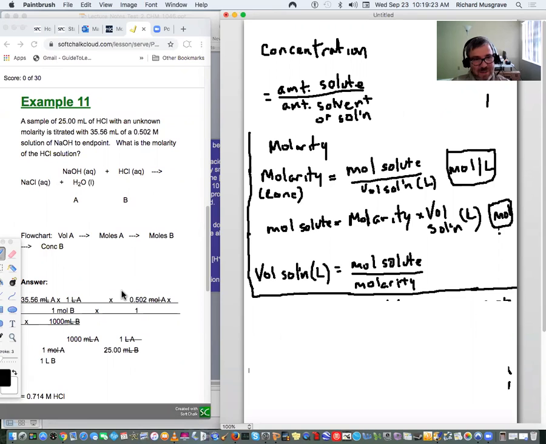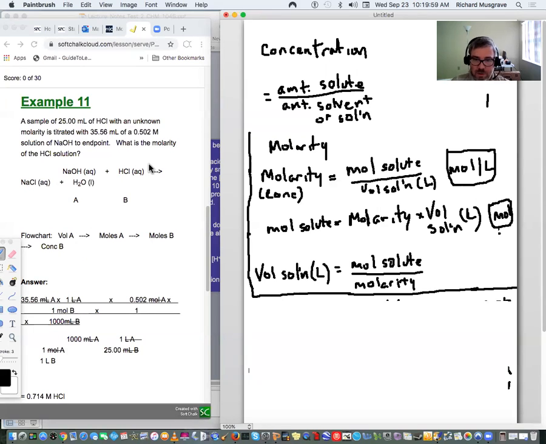All right, so let's look at what happens when we're looking for a molarity of something, and in this case we have a volume. A sample of 25.00 mL of HCl with unknown molarity is titrated with 35.56 mL of 0.502 molar sodium hydroxide. So in these titration problems, you're always starting with a volume and concentration of something, and you're looking for a molarity of something. And to get that molarity, you are going to use a volume.